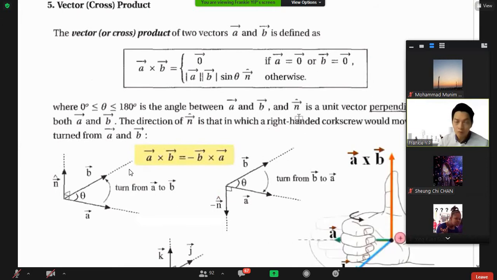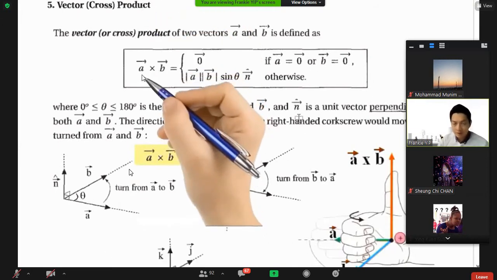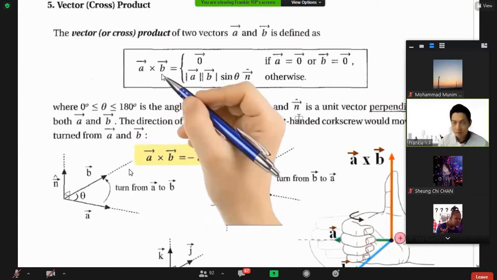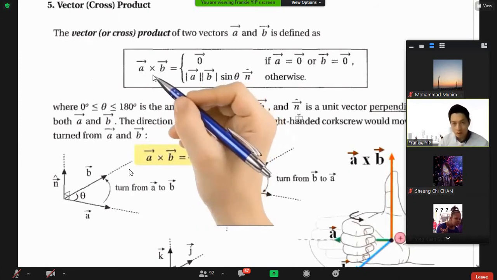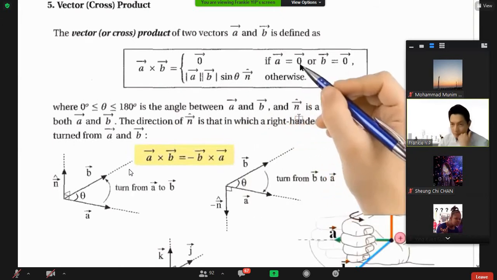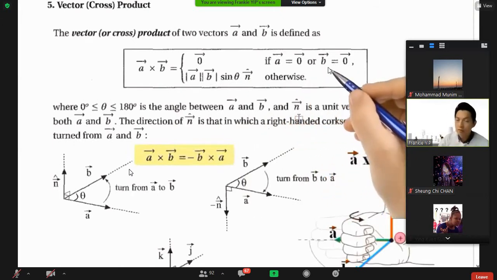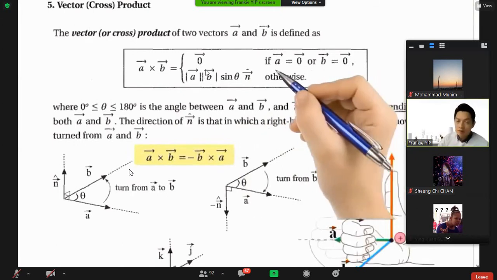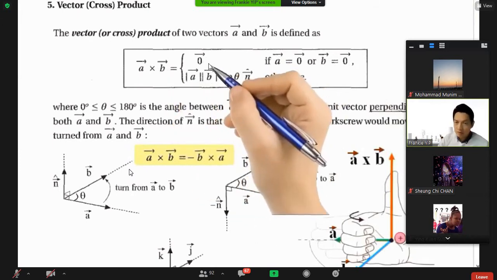It's about the cross product. For example, now we have vector A cross vector B. This one is not dot, okay? It's not dot, it's a cross. We have two values. If A equals 0 or B equals 0, no need both. But cross together, of course, we have 0 vector.